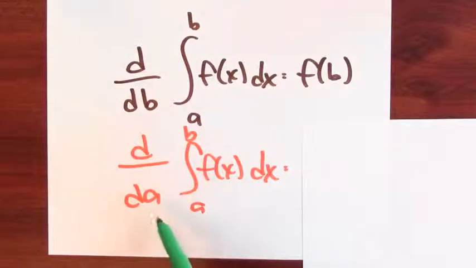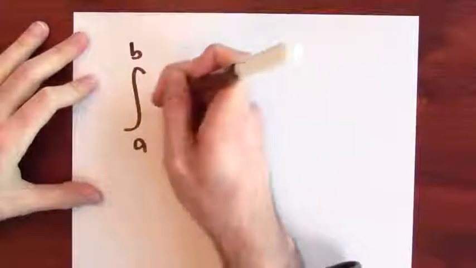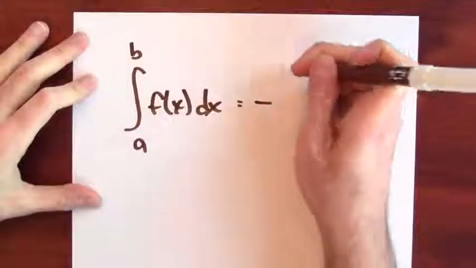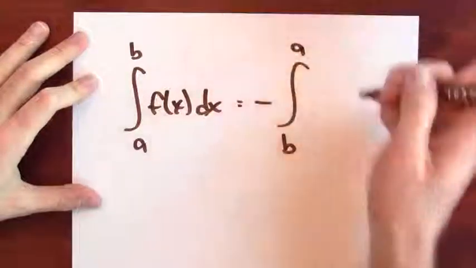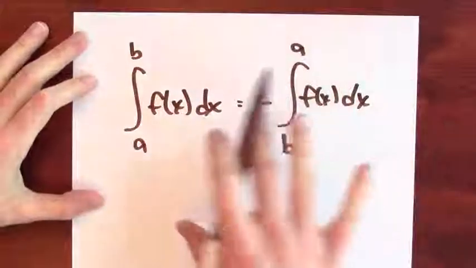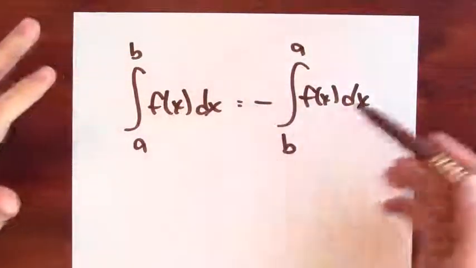So I can summarize this. The derivative with respect to a of the integral from a to b of f of x dx is negative f of a. This fact coheres with a certain convention about integration. The convention that we use is that if we integrate from a to b the function f of x dx, that's negative the integral from b to a of f of x dx. So if you integrate the wrong way, so to speak, we want to count that as negative area.